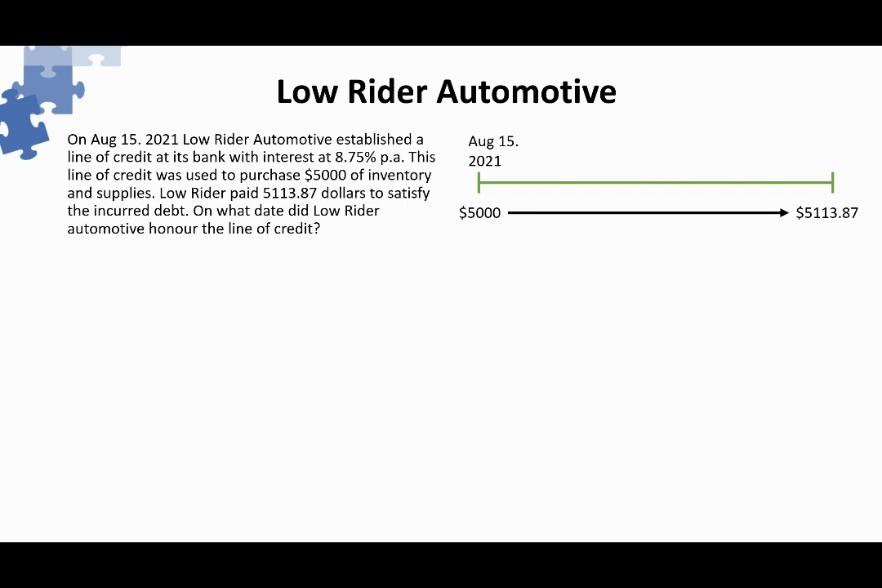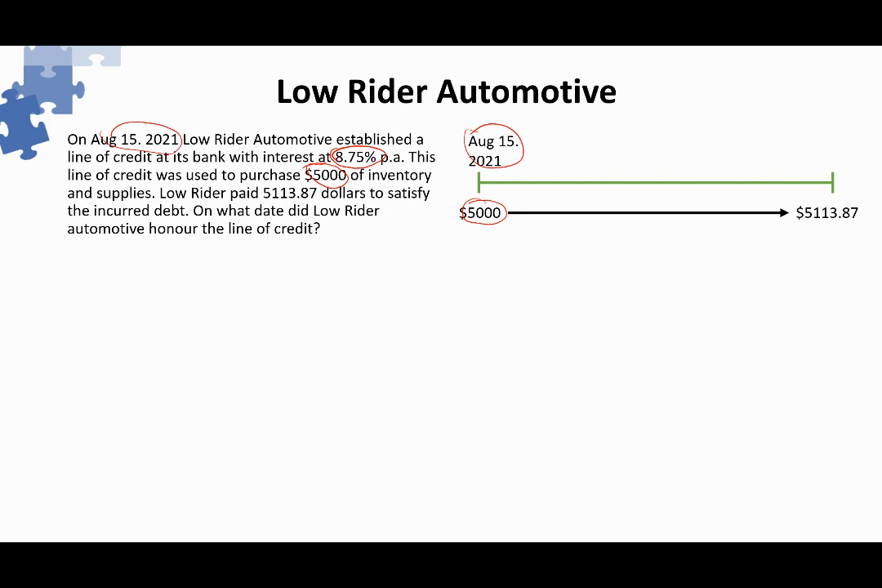Let's try another one. So I've already drawn the diagram out here for you. August 15th, established a line of credit at its bank at 8.75%. Line of credit was used to purchase $5,000 in inventory. So there's the money that you borrowed. So a credit at its bank is a loan, right? A line of credit is a loan.